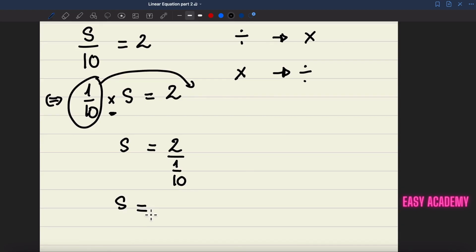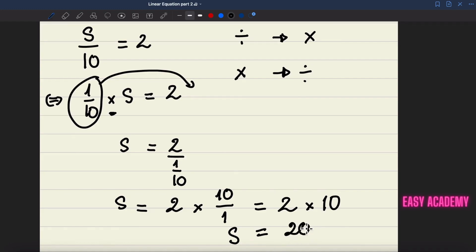S equals 2 divided by a fraction, which is multiplication by the reciprocal of that fraction, which is 10 over 1. 10 over 1 is the same thing as 10. So 2 times 10. Now I just need to solve 2 times 10, which is 20. So 20 is our answer.